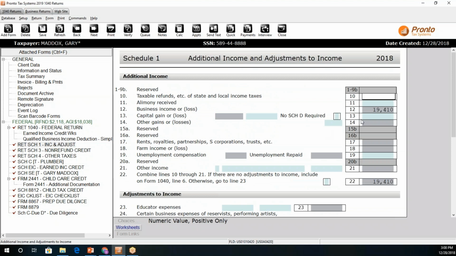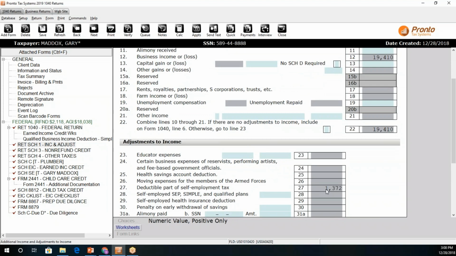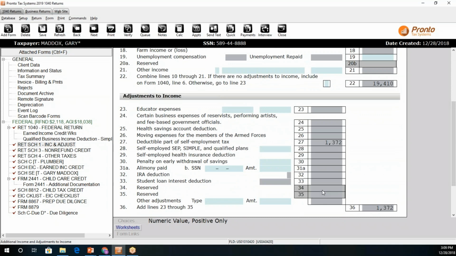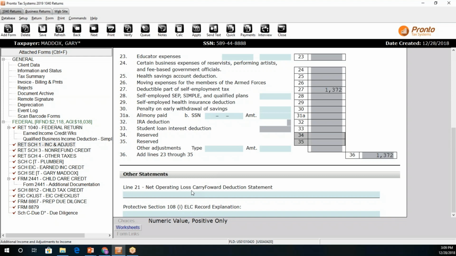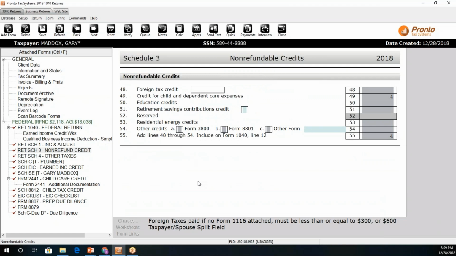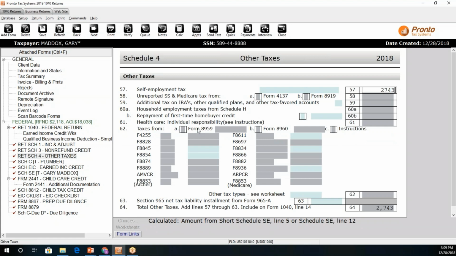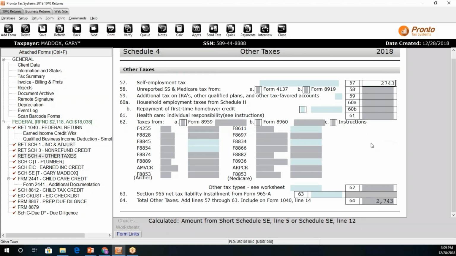This is the Schedule 1, which shows his business income and adjustments to income. And it also shows his half of the self-employment tax, which was $1,372. Remember, this used to be on the 1040 page 1. Okay. He doesn't have a net operating loss carry forward, so nothing's done there. He had also a Schedule 3, which was the credit for the child and dependent care expenses, which came to $4. Okay, and then he had a Schedule 4, which shows his self-employment tax right here. And that was the total of all his other taxes.